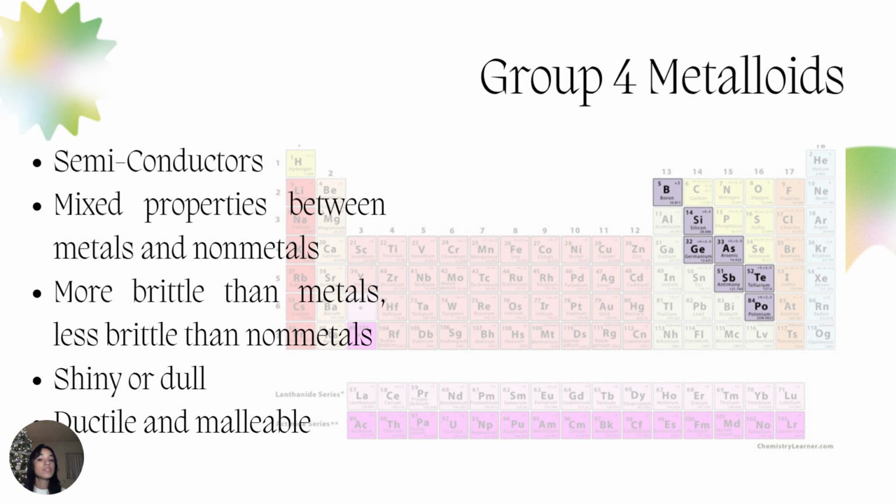Okay, our fourth group of the periodic table is going to be metalloids. Most people tend to call this the staircase of the periodic table because, as you can see, it kind of looks like a little staircase. It's not necessarily a column, but it is a little tiny group of elements that are very similar to each other. Each of these are semiconductors of electricity and heat. They have mixed properties between metals and nonmetals: more brittle than metals, less brittle than nonmetals, shiny or dull, and ductile and malleable. Basically, they have the same characteristics as metals and nonmetals, but combined.